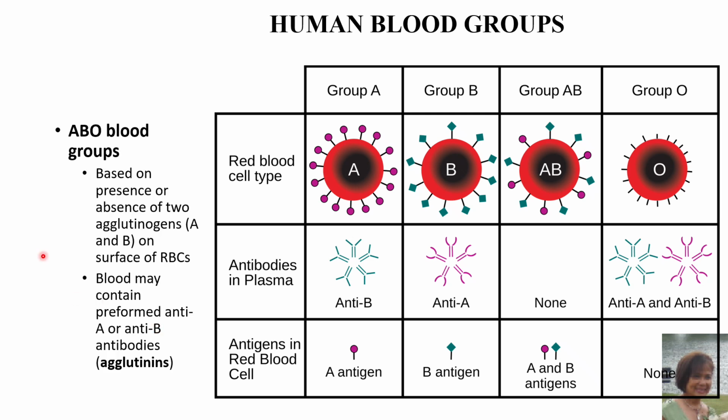Oh, I need to mention the blood antibodies, the anti-B and anti-A. They are also known as agglutinins. You might see the word agglutinin instead of antibody in your exam. Just make sure that you know agglutinins are the antibodies that are preformed with the blood type. Agglutinin A is an antibody preformed with blood type B. Antibody B is the agglutinin that is preformed with blood type A.